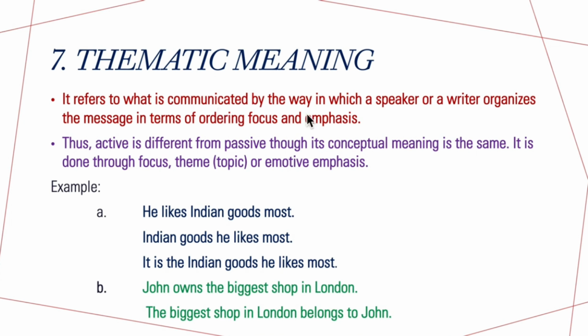Look here, thematic meaning is the way in which you as a speaker or writer organize your thoughts, sometimes in terms of ordering, focus, and emphasis. The idea is the same, but the order of focus changes. Sometimes we express this idea through the active form of the sentence, through the passive form of the sentence, or through a different way of rearranging the words in a sentence. We have seen, he likes Indian goods most, but the same idea can be expressed in another set of words which will thematically be the same, but the emphasis will be different. Indian goods he likes most, and so on. So that is what we call thematic meaning.